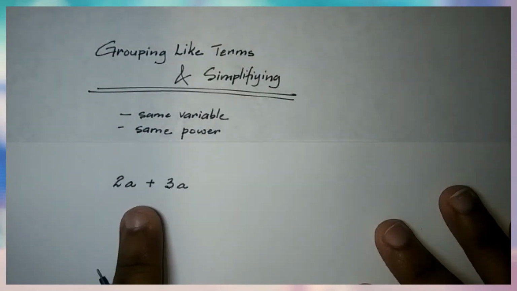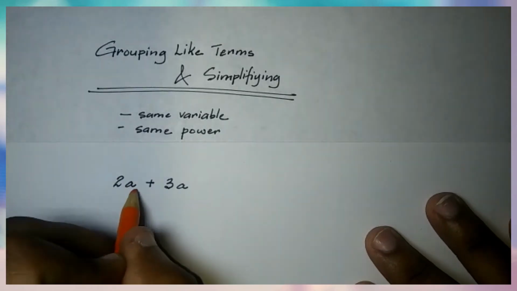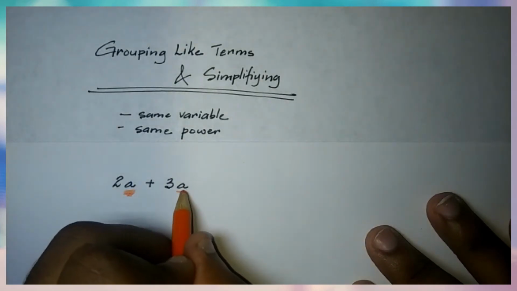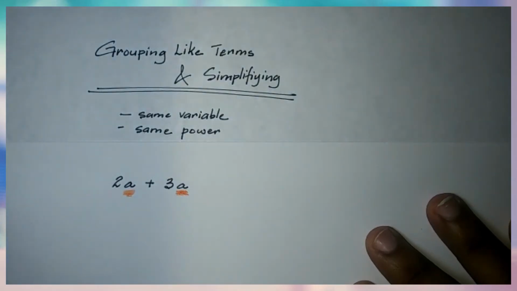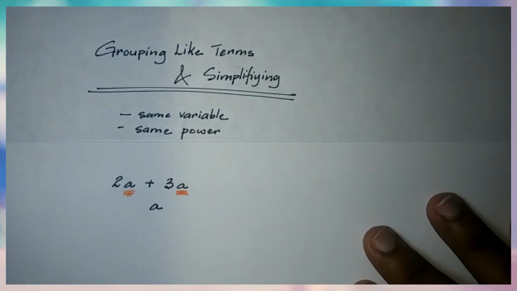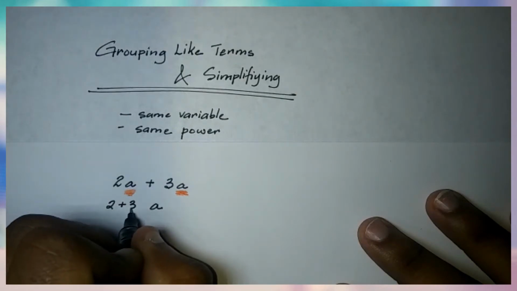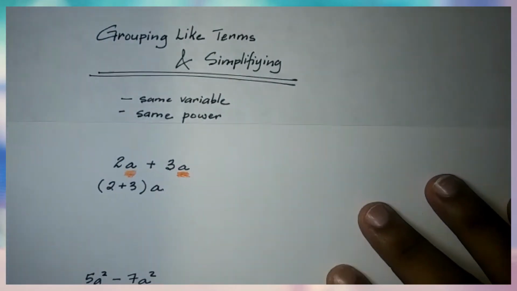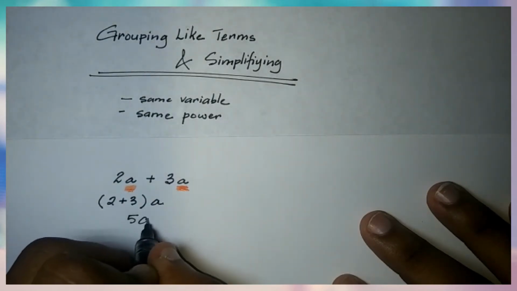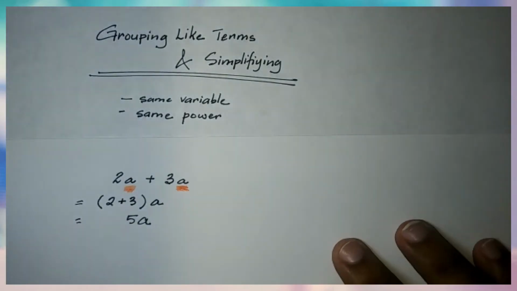We have 2a plus 3a. If you notice, we have a raised to the first power right there, and we'll also have a raised to the first power right here. So what I can simply do is this: write a back, keep my variable, and the coefficients, I'm going to put them together. So 2 plus 3 will give us 5, and we'll have 5 a's. There you go. We simplify that just like that.